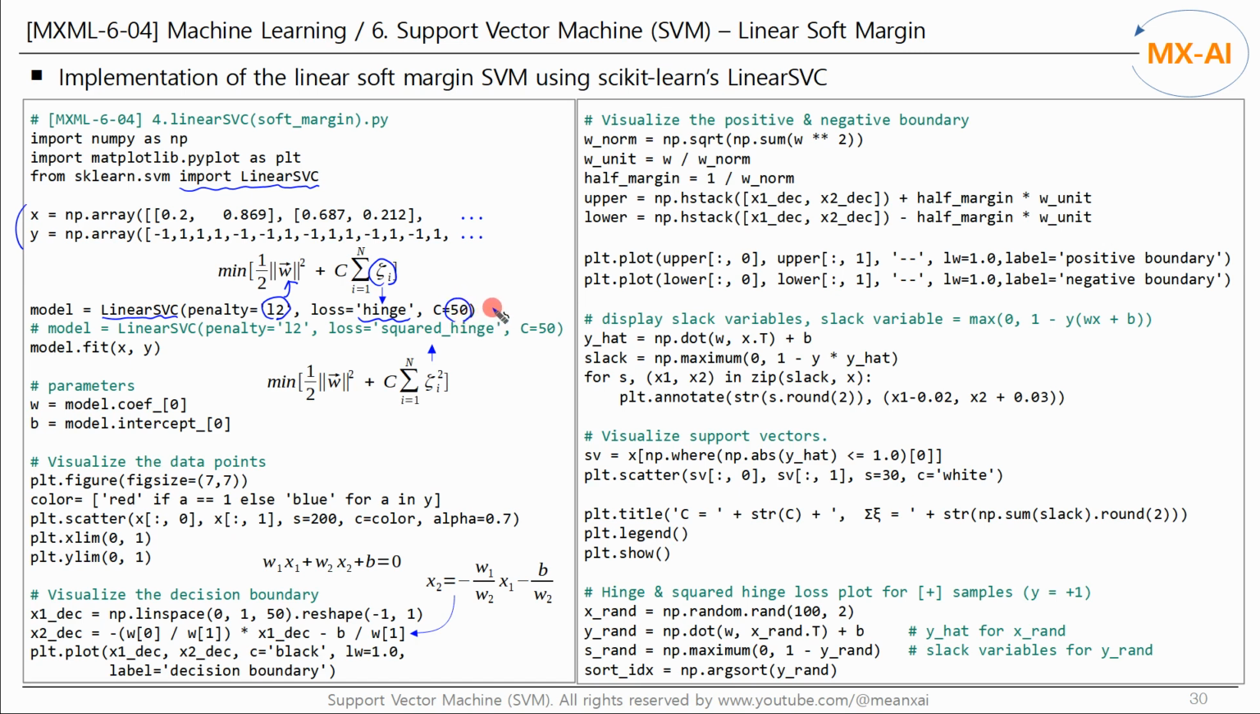The loss can also be set to squared hinge like this. This uses zeta squared in the objective function. We then fit this model to the training data. We then find W and B and visualize the decision boundary in the same way as the previous code. In LinearSVC, there are no variables containing support vectors, so data points where the absolute value of y hat is between 0 and 1 are considered support vectors. Additionally, visually check for the hinge loss and squared hinge loss.